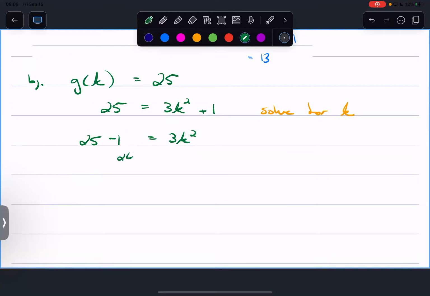24 divided by 3 is going to be k squared, right? To get k squared on its own, I need to shake it out, but I need to work my way inwards, right? And so I have to subtract 1 from both sides. Notice how I'm lazy and I don't write what I did on the one side anymore. I should, but I don't. Fine.